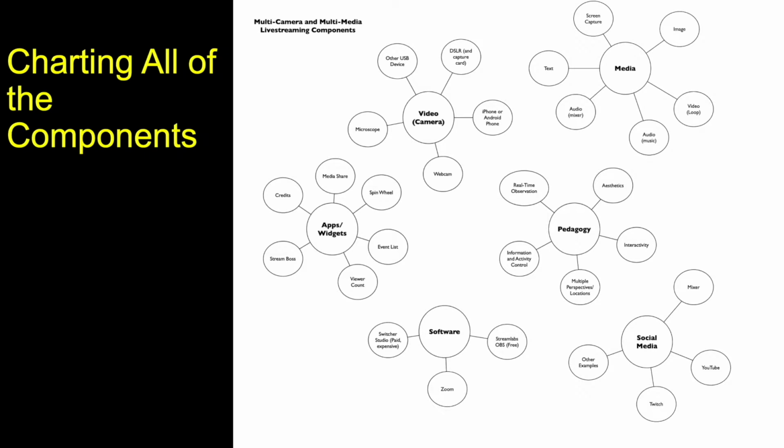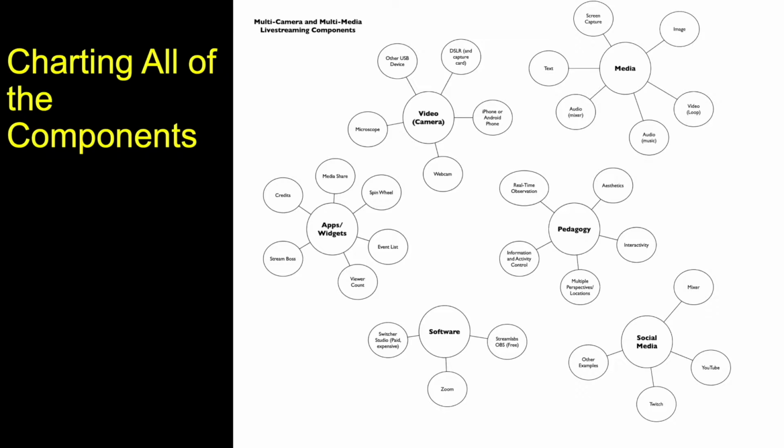Now, this next chart here is really trying to get us to think about charting all of the possible components that we'll be talking about today. And really, I would think of this just as an approach to trying to map very globally all the possibilities out there in terms of components, whether media, camera sources, apps, forms of software, or social media, and most importantly, forms of pedagogy.